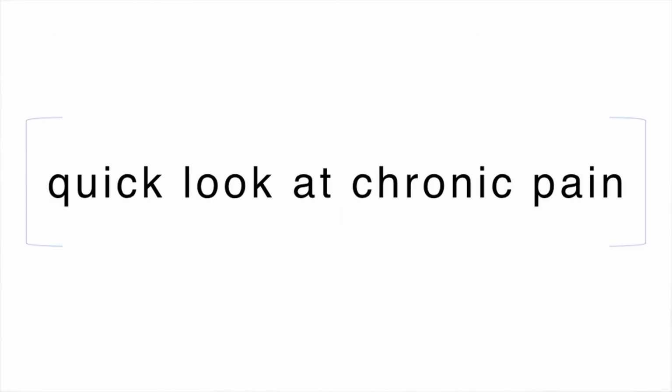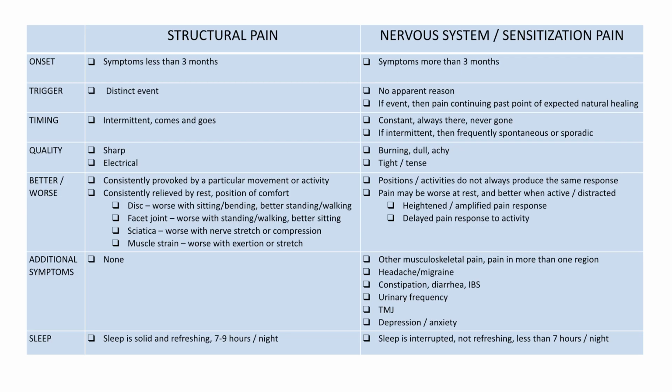Now, a quick look at chronic pain. In the case of structural pain, patients have typically been dealing with symptoms for less than 3 months. The trigger was an inciting event. The pain comes and goes and tends to be more sharp or electrical. And most importantly, it tends to have specific aggravating and alleviating activity, as we've been talking about.